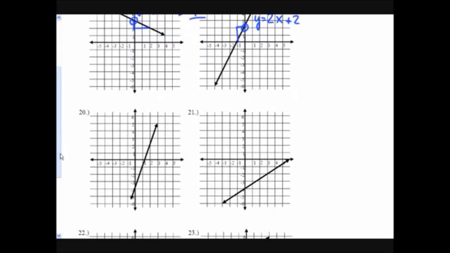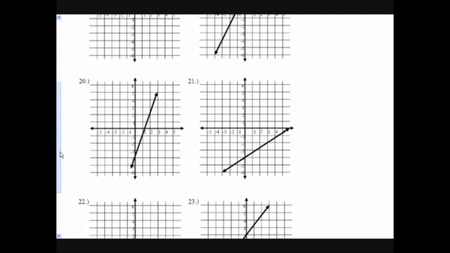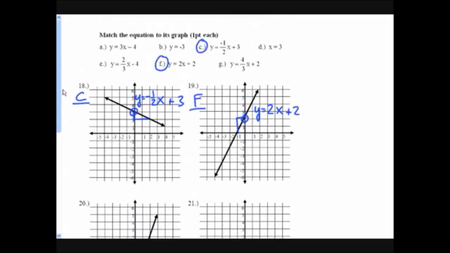Number 20, again, I look at the y-intercept. The y-intercept is down here at negative 4. So now I'm going to have a minus 4 at the end of this equation. And now I just have to identify the slope. It looks like I go up 3 over 1, so that's a slope of positive 3. So I'm looking for y equals 3x minus 4, which is letter A.